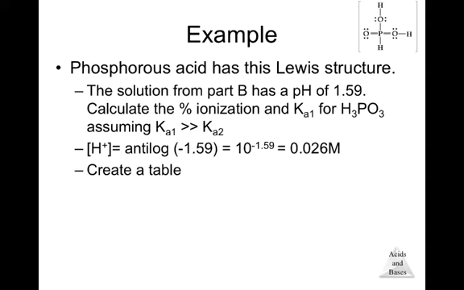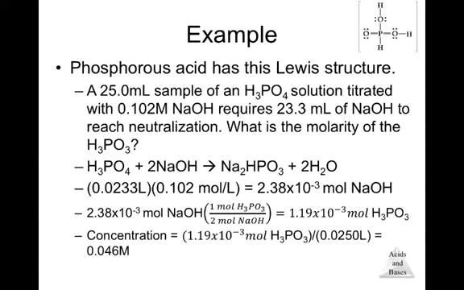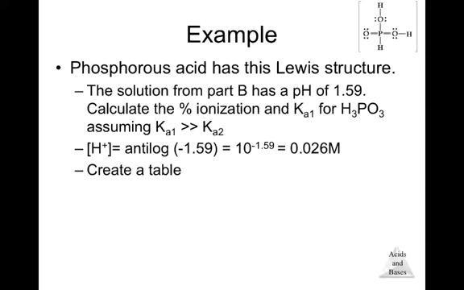What do we do with that now? The solution, all right, so that's figuring out that one. What's the molarity of H3PO3? Next question, building on that. The solution from part B has a pH of 1.59. Calculate the percent ionization and the Ka1 for H3PO3. So how do we figure that out?